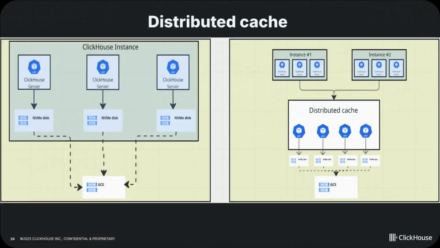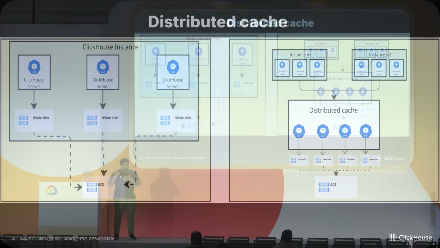So if you see here, on the left is the current solution that we just talked about, where each ClickHouse server has its own NVMe disk. And ultimately, we do read and write through caching to GCS to make sure that the hot data always stays in the cache. So on the right is the new solution, which we call distributed cache. What this means is in a truly shared everything architecture, even the cache should be shared by instances. So that was the underlying principle here.